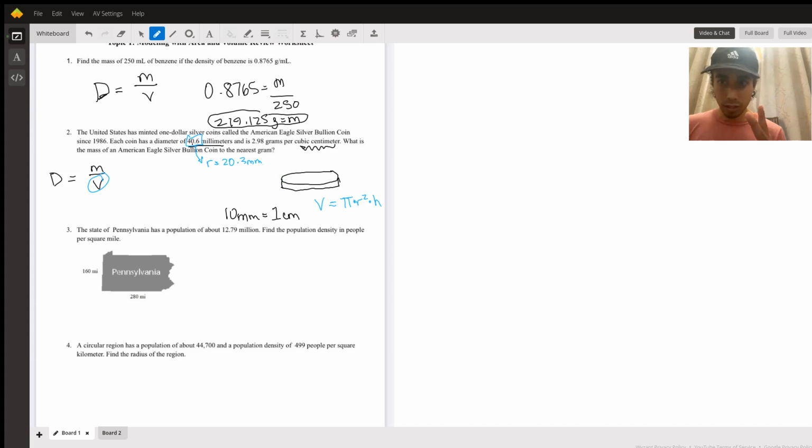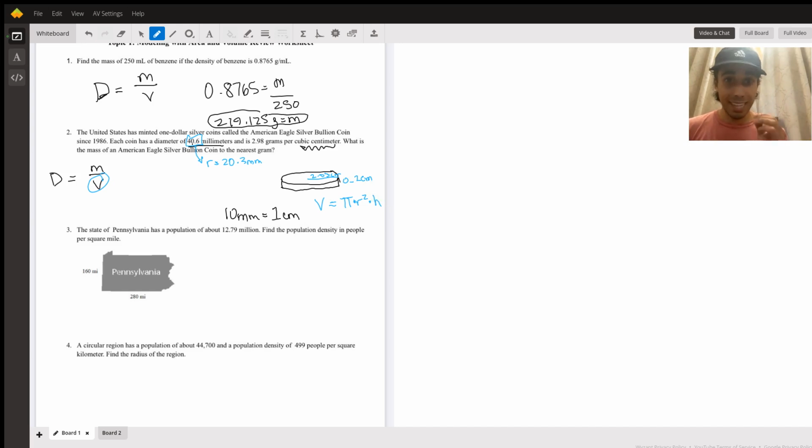Now, there are two more things left. First of all, we need to get that in centimeters, so you're going to divide that by 10, and that's going to give you a radius of 2.03 centimeters. Secondly, we also need the height. This is important, this is an error in the problem. Whoever created this worksheet left off the height. It should say 2 millimeters for the height, and again, that would need to be converted to centimeters. So you would divide that by 10 and get a height of 0.2 centimeters.